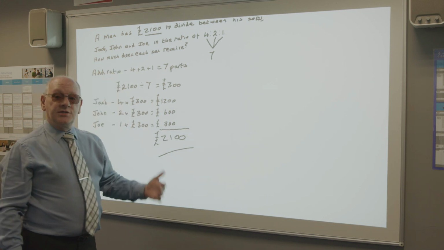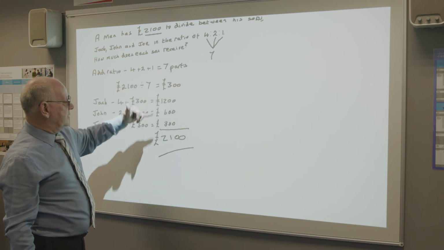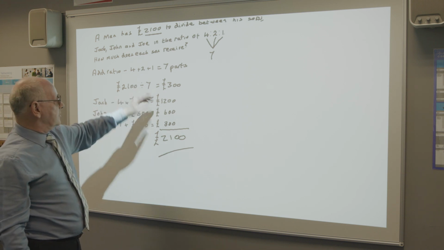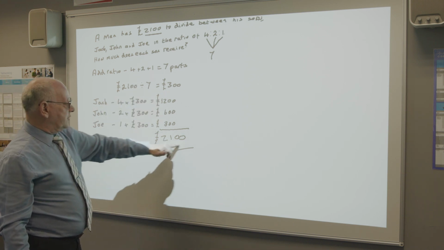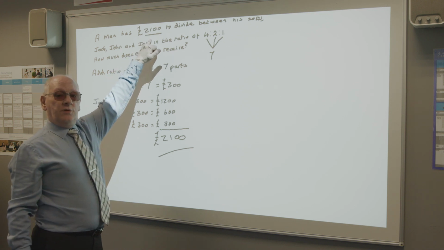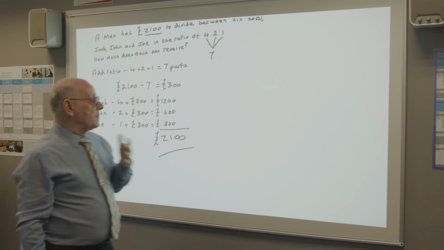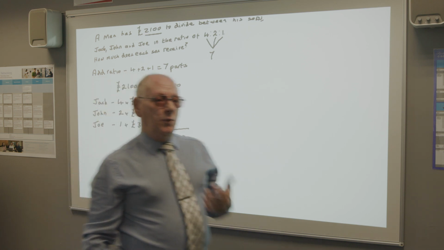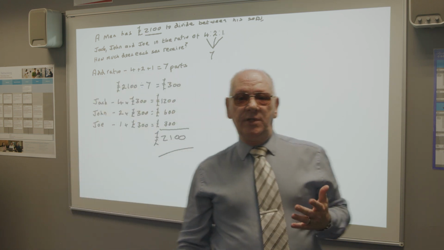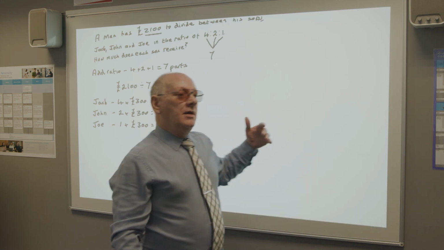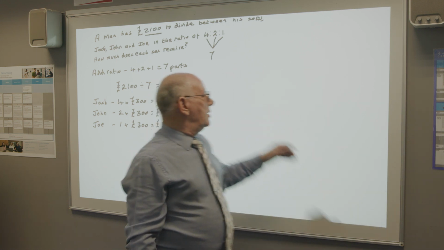To check your answer, all you've got to do is add up the money that you dished out to the 3 sons, and it all adds up to the 2,100 that they started with. It must be right. Ratio, when you put a bit of thought into it, is easy. It's like everything else. It's easy once you know it.